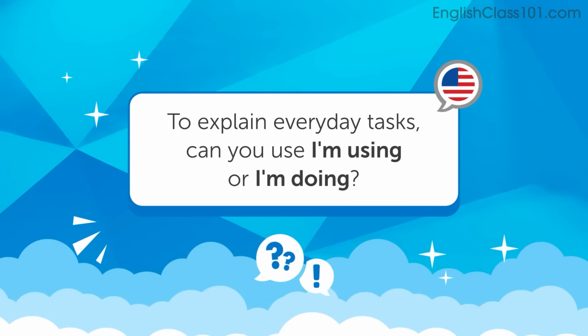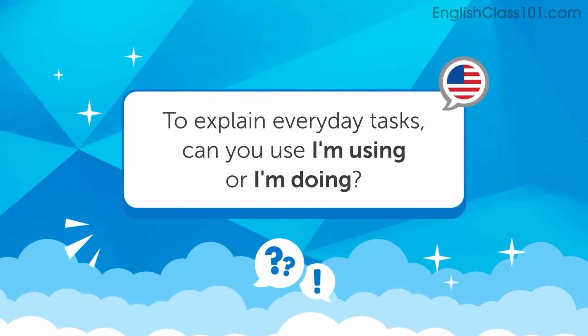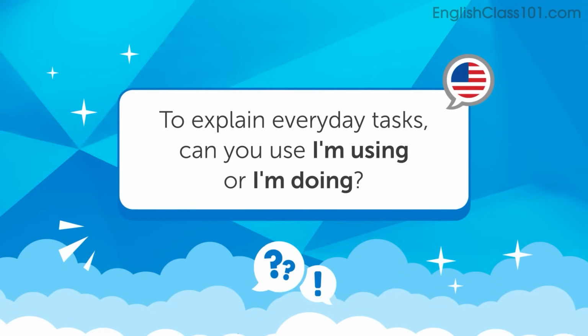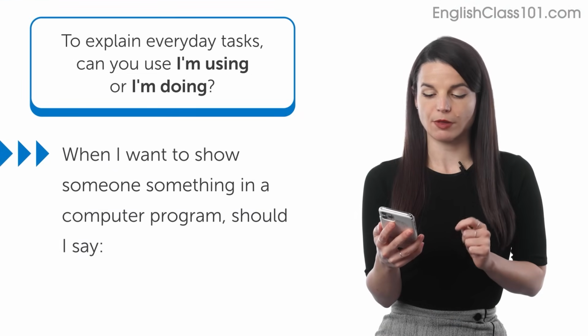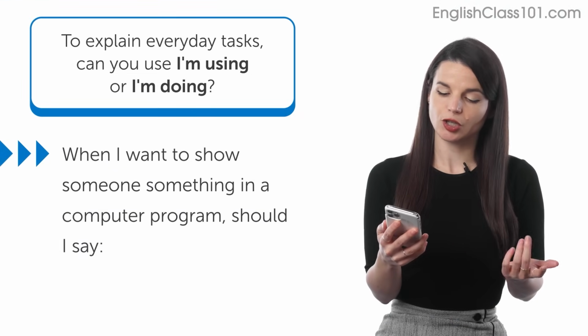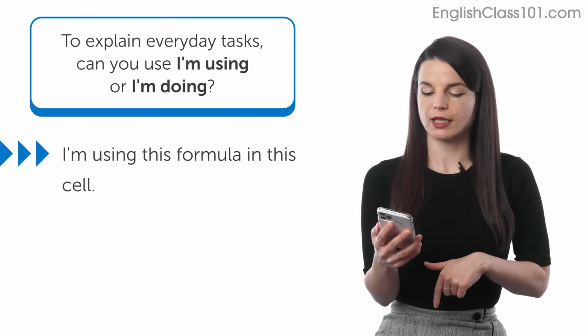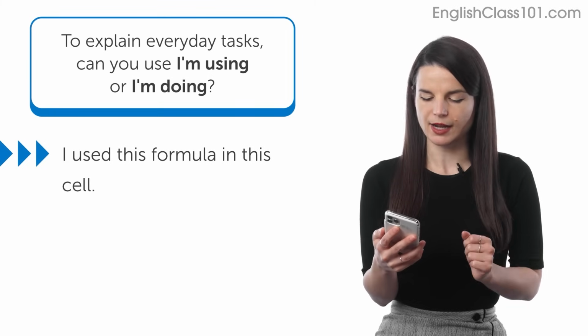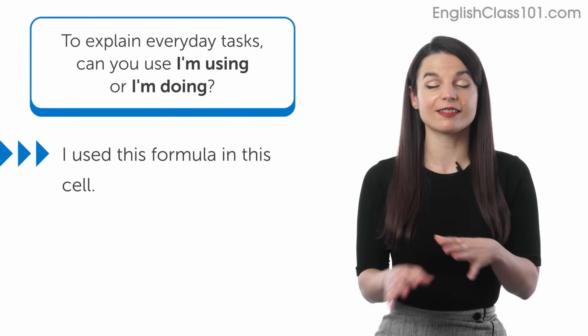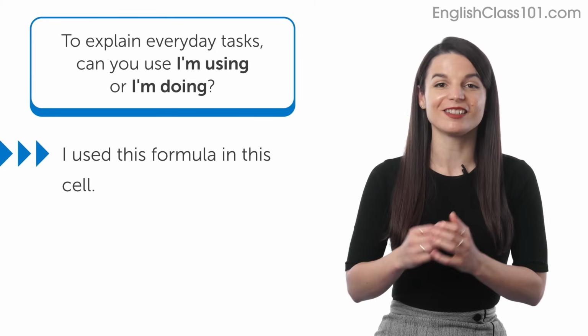Hi Oleg. Oleg says, is it correct to say I'm using or I'm doing to explain my everyday tasks to someone, like my work colleagues? For example, when I want to show someone something in a program like Excel, should I say, I'm using this formula in this cell? Or should I say, I use this formula in this cell? Thanks. Nice question. Yeah, this is a really important but small detail.